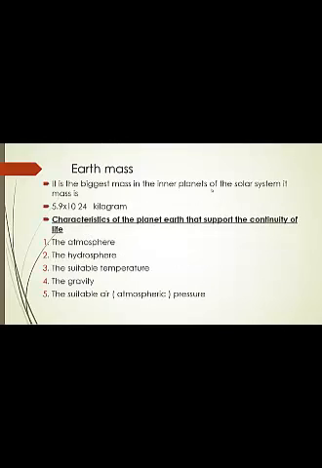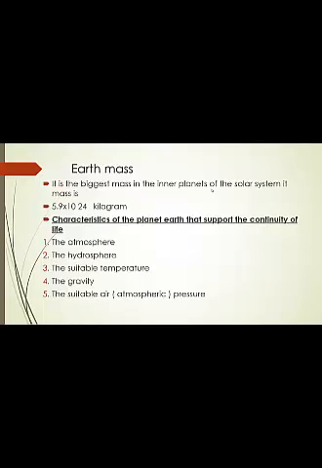When we explain the Earth's mass, Earth has the biggest mass among the inner planets of the solar system. Its mass is equal to 5.9 times 10 to the power 24 kilograms.